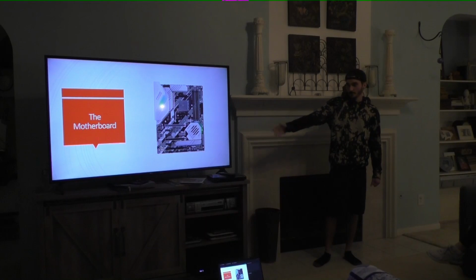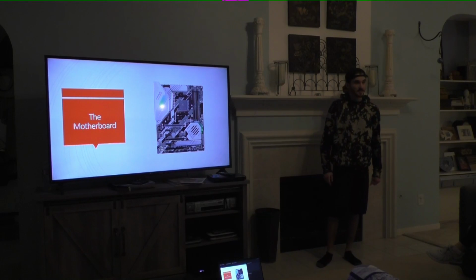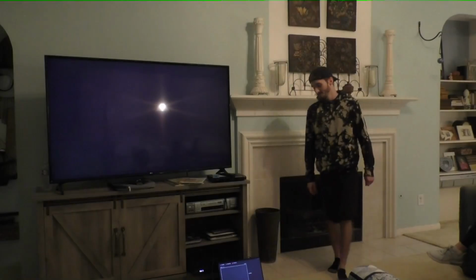And last but not least, the motherboard. And this is what you put all components on. From RAM, CPU, GPU, all what I just talked about, this is what you plug into. And that's my presentation.